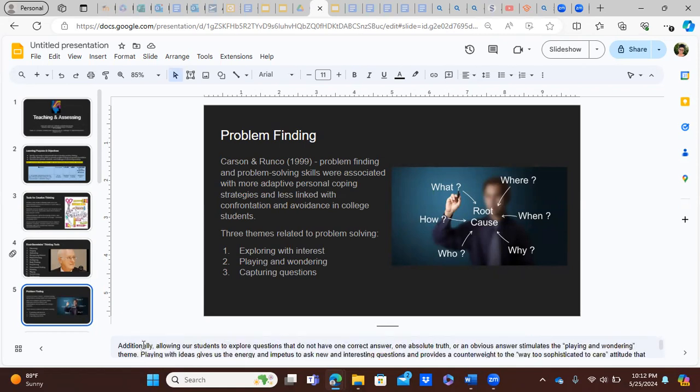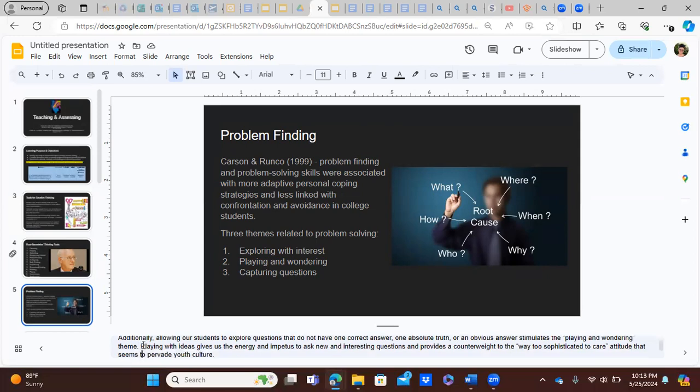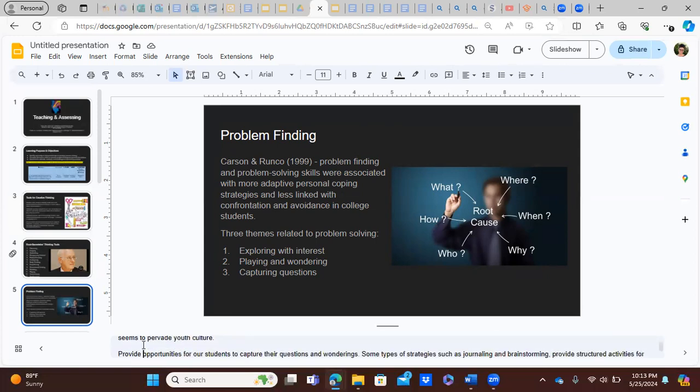Additionally, allowing our students to explore questions that do not have one correct answer, one absolute truth, or an obvious answer stimulates the playing and wondering theme. Playing with ideas gives us the energy and impetus to ask new and interesting questions and provides a counterweight to the way-too-sophisticated-to-care attitude that seems to pervade youth culture.